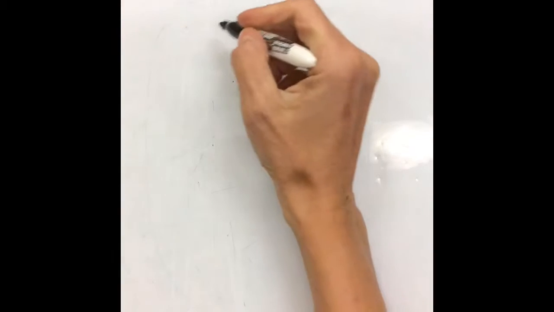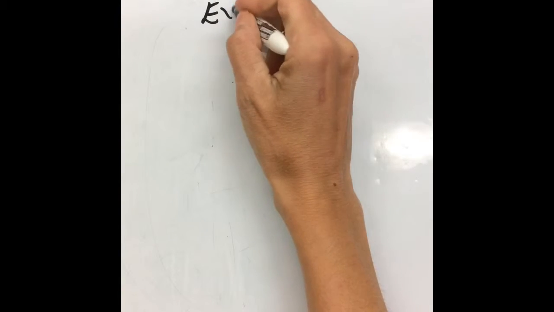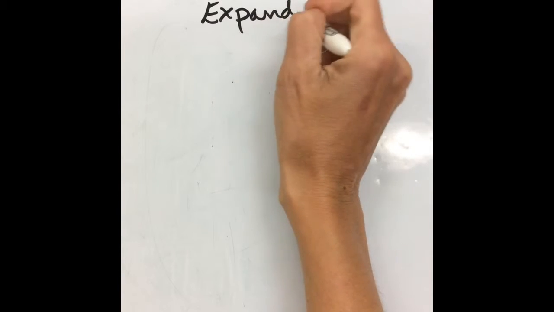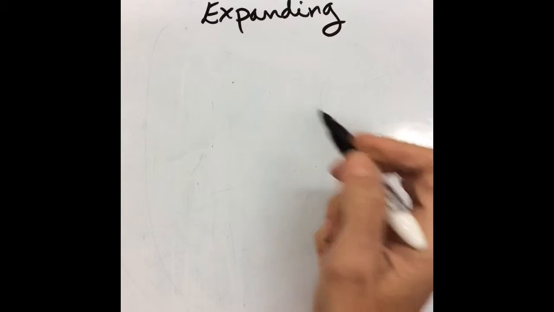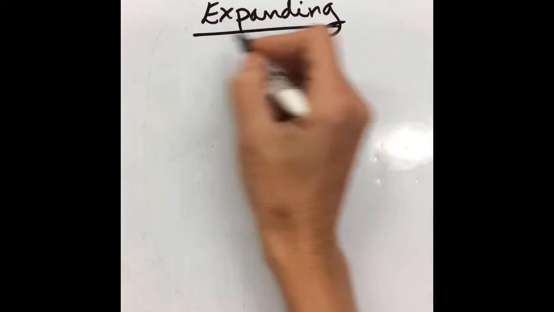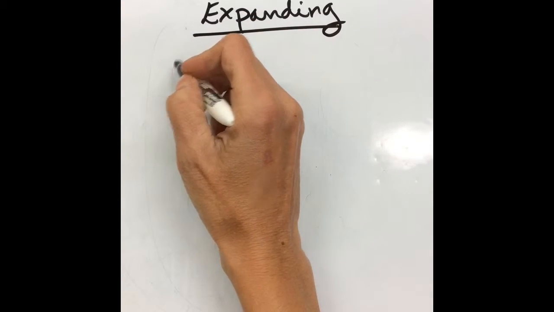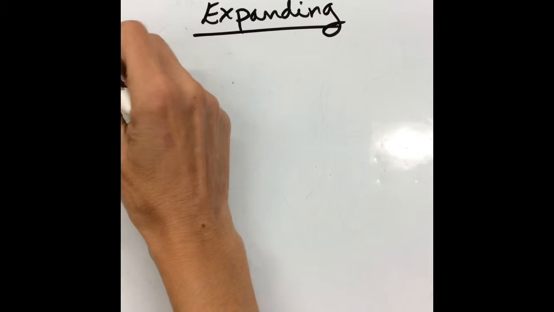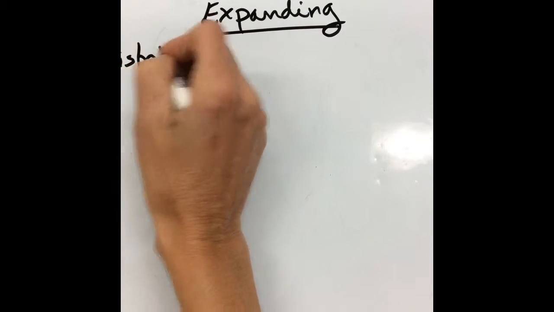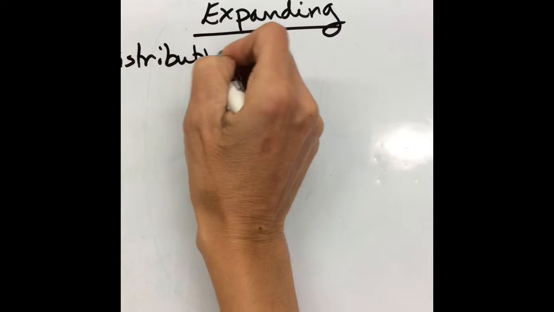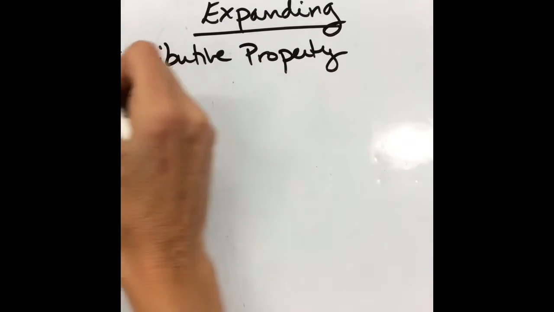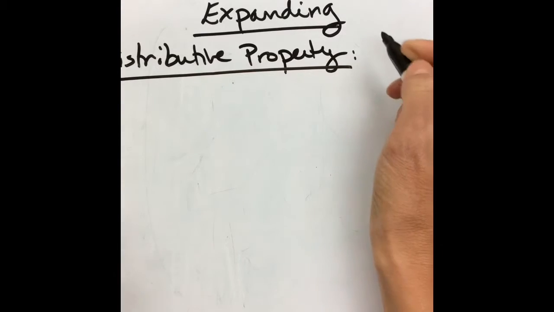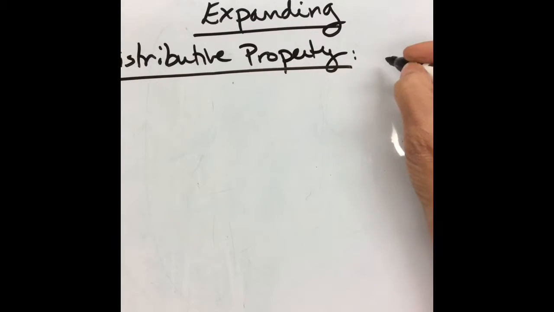Today's lesson is on expanding and factoring. We're going to start with expanding. Now, what does this mean? This means we're going to learn about the distributive property. The distributive property explains how we can multiply a number times the numbers inside a bracket.